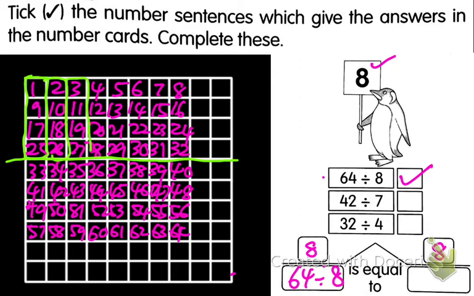Is it equally grouping? Okay, it is equal. So 1, 2, 3, 4, 5, 6, 7, 8. So here 32 divided by 4.